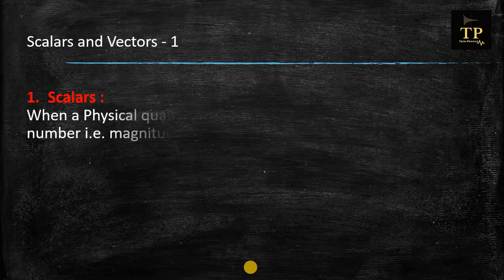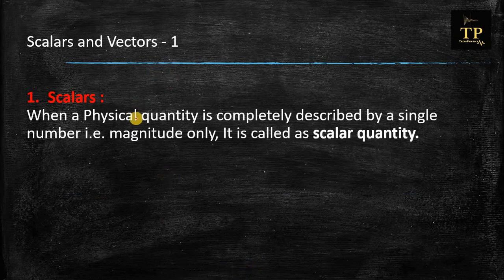So scalars: when a physical quantity is completely described by a single number, that is magnitude only, it is called a scalar quantity. Whenever we can describe anything by a number only, that is magnitude, like 25 meter, 50 meter, 30 centimeter, whatever it is, like I have said about length, that will be a scalar quantity. Always remember that.